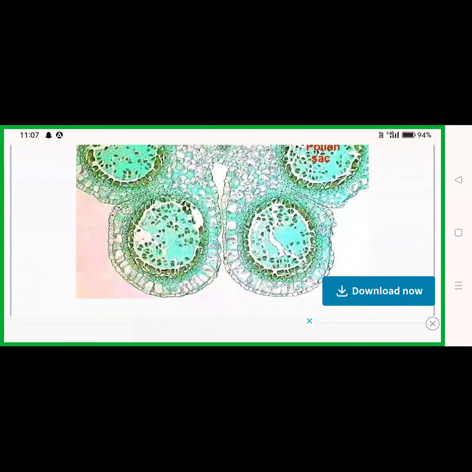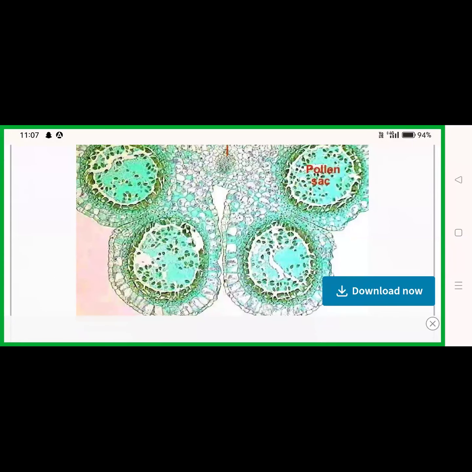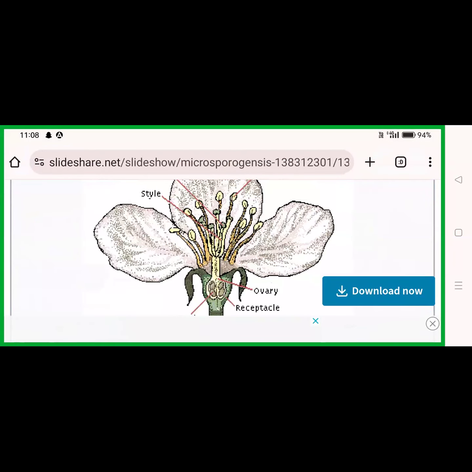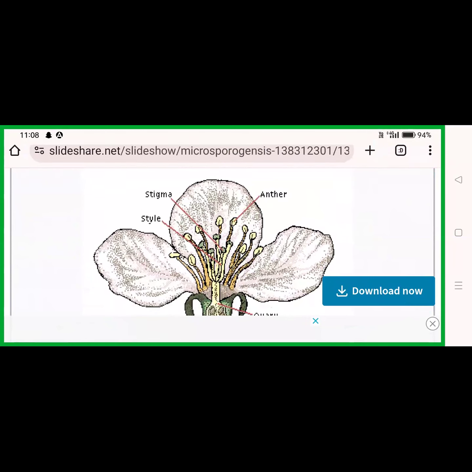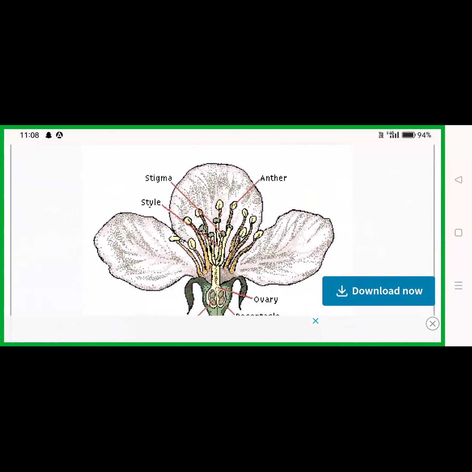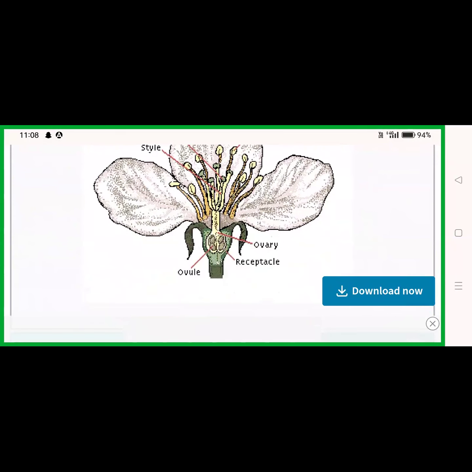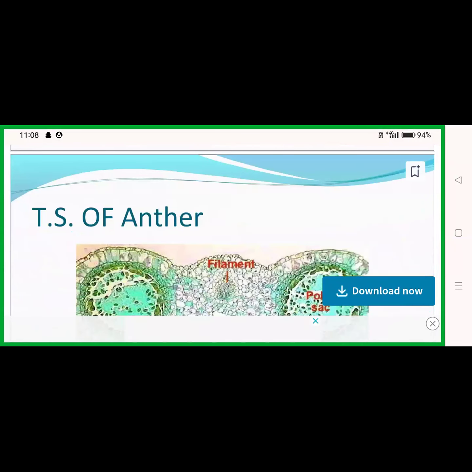Okay, the anther. The sterile median part of the anther is known as the connective. The lower sterile part is the filament, and the upper part is called the fertile part, that is the anther. So in this flower, see here, the sterile part and the fertile part. In the anther structure, the fertile part is called the anther, and the lower sterile part is called the filament. Okay. So now we are going to discuss the anther.